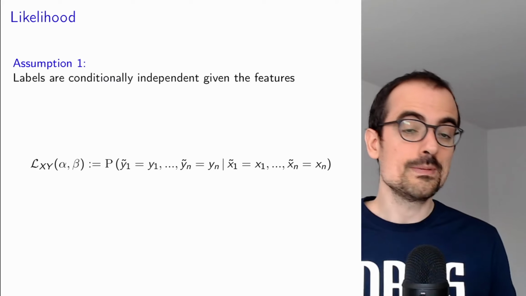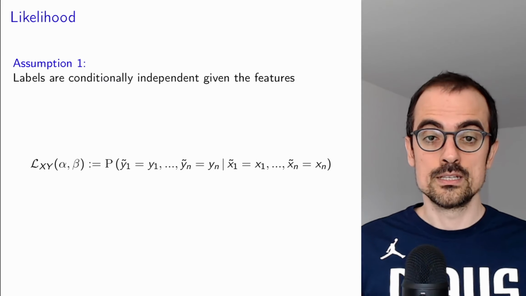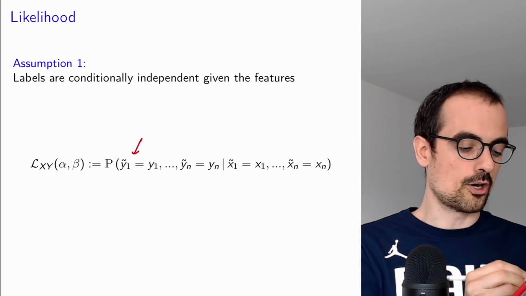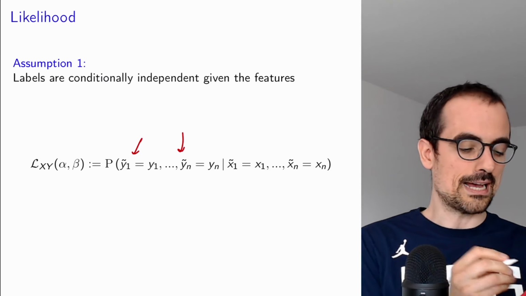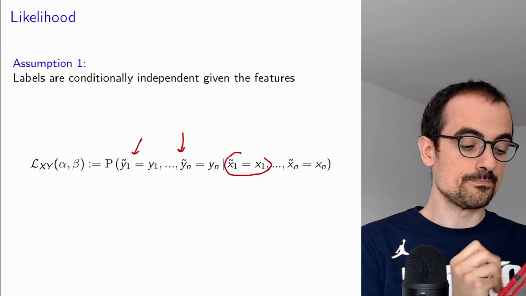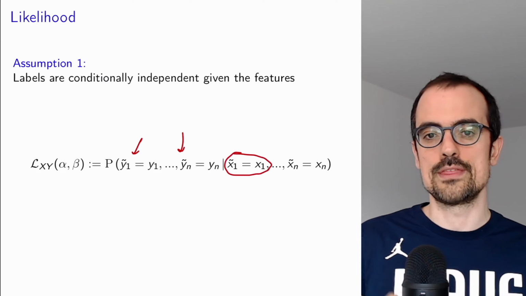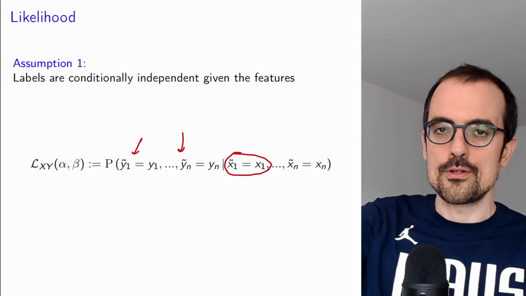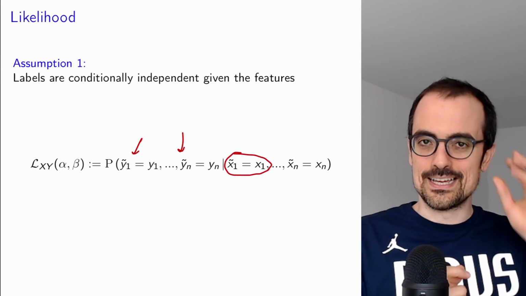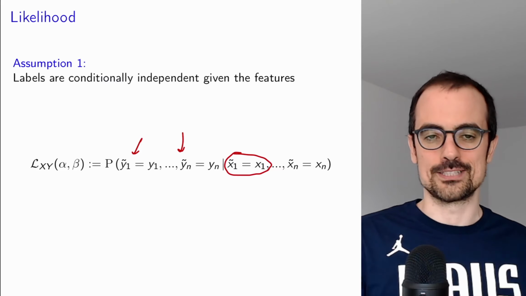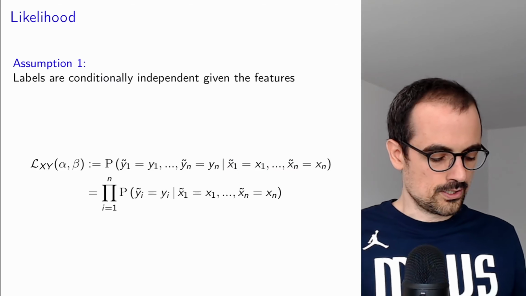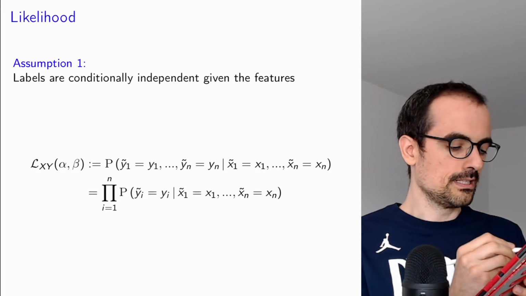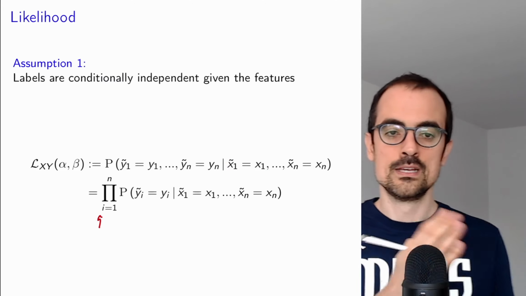So what we're going to assume is that the labels are conditionally independent given the features. The label of example 1 is conditionally independent from the labels of the other examples if we have seen the features associated with example 1. This makes a lot of sense. I don't care what the labels are for other patients as long as I see the volume of the brain of this particular patient.